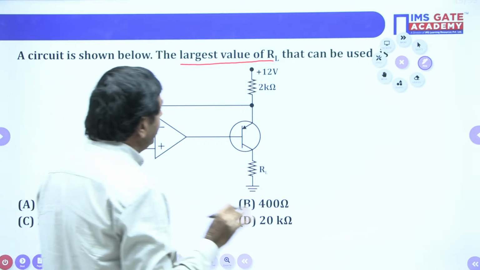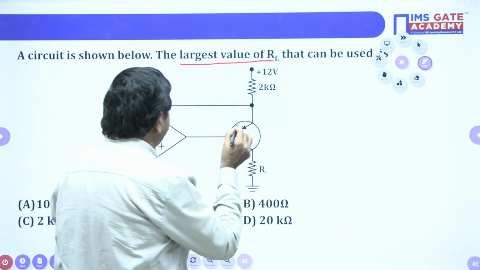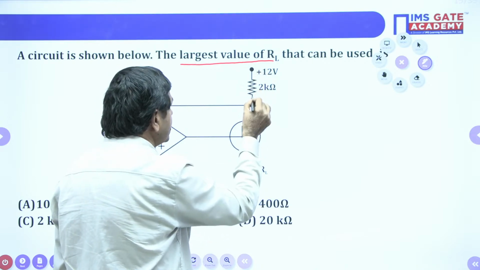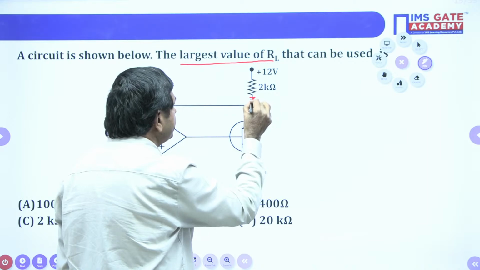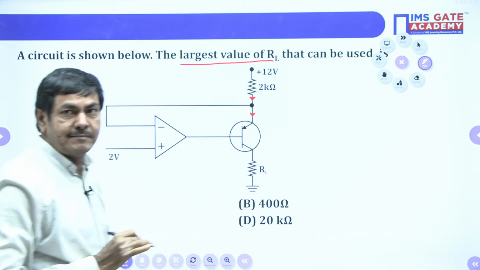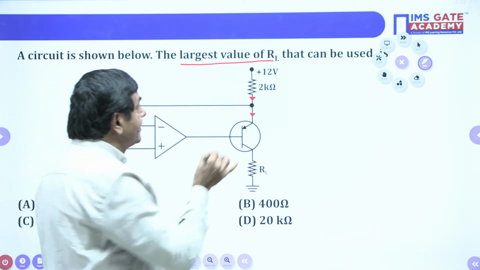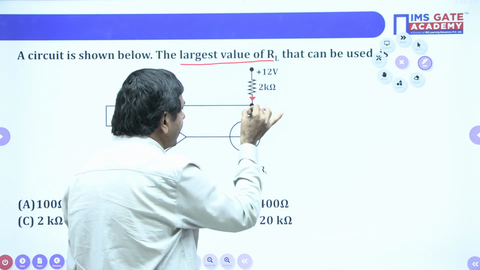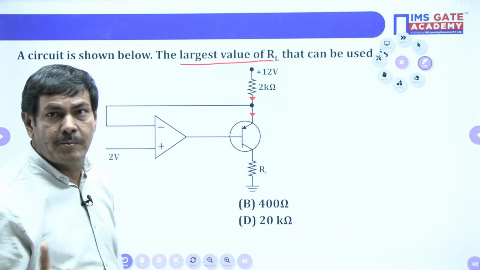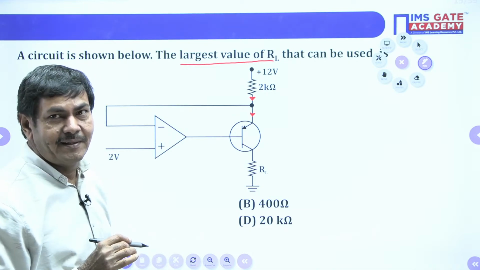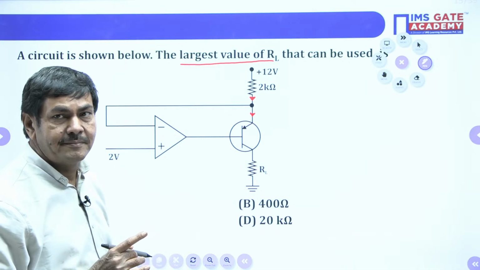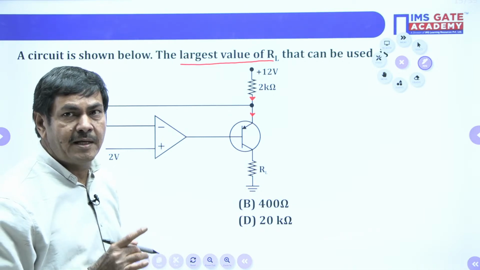But in the problem, you try to identify across 2 kilo ohms, some current is passing this side. This current and this current are the same or not the same? That is my first question. The current across 2K and the current through the transistor, are they the same or not the same in the problem? Anybody can give clarity? Same or not same?